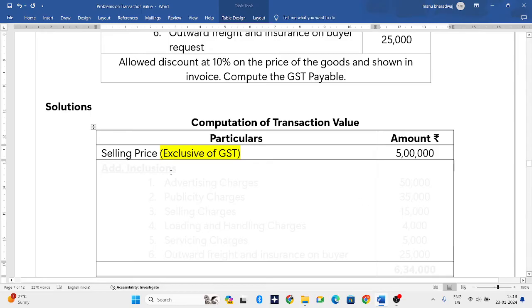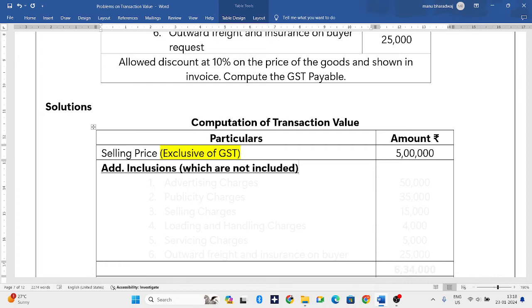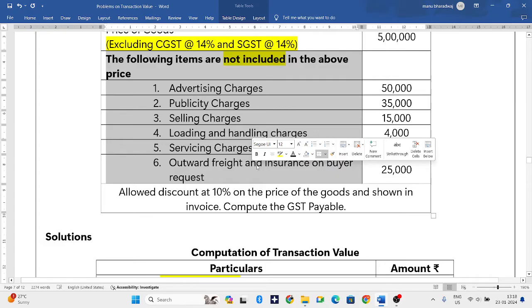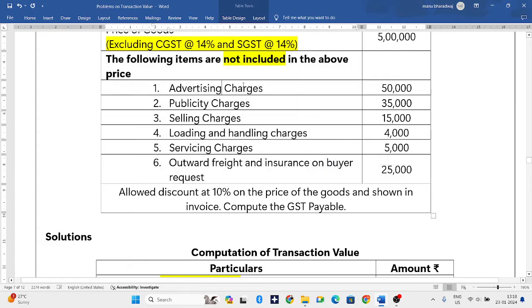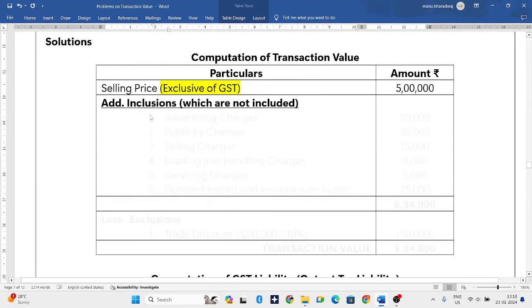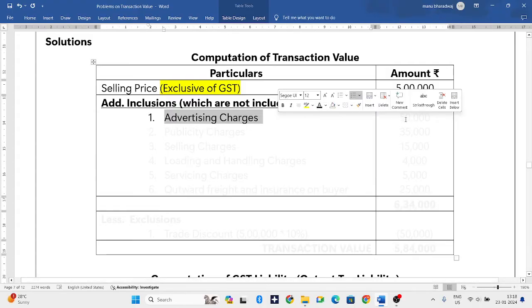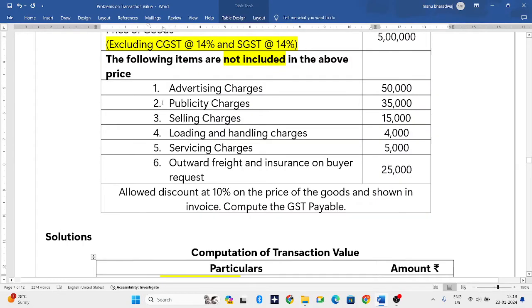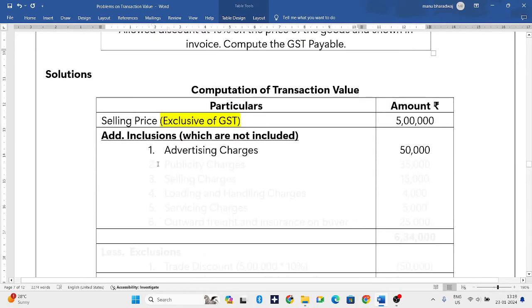For the selling price, we need to add certain inclusions which are not included. So here they have given that the following items are not included in the above price. The first one we have is advertising charges of 50,000 rupees. Next, we have publicity charges of 35,000 rupees.